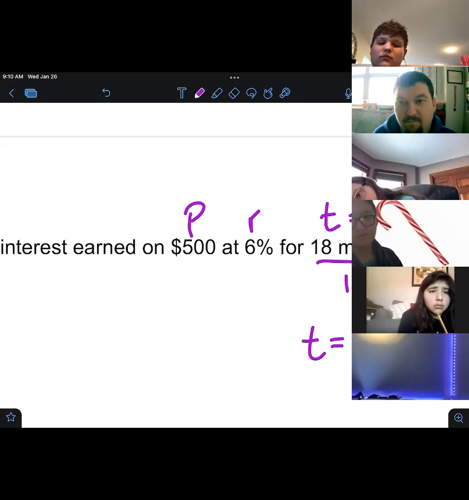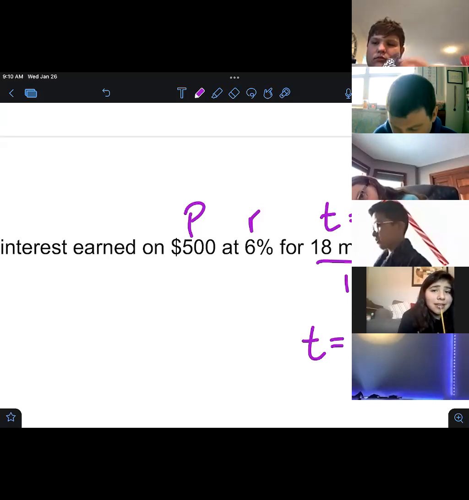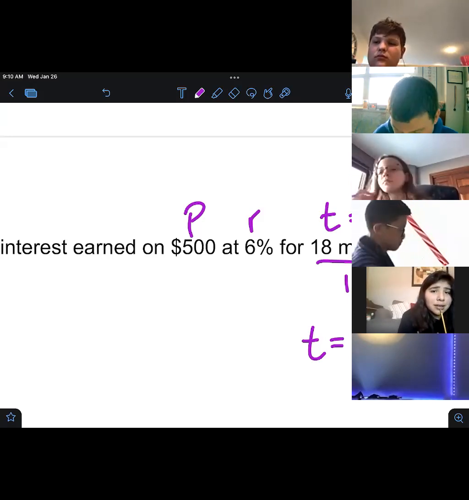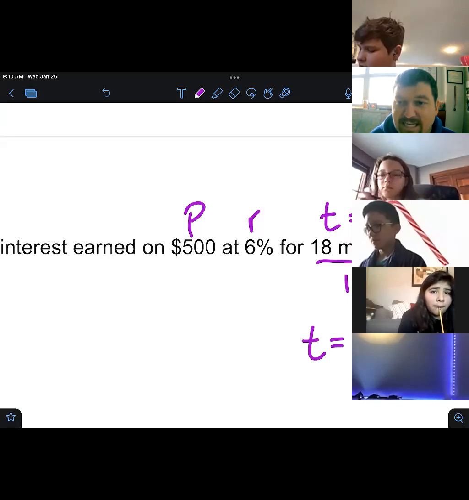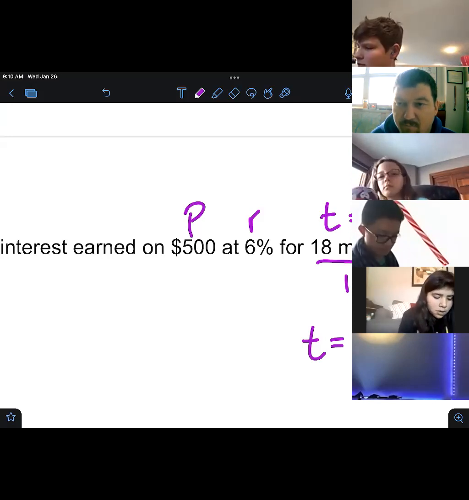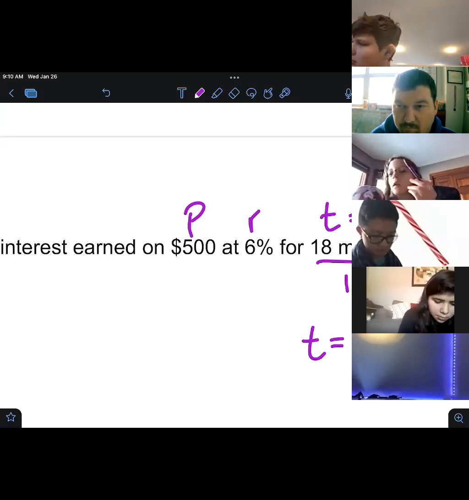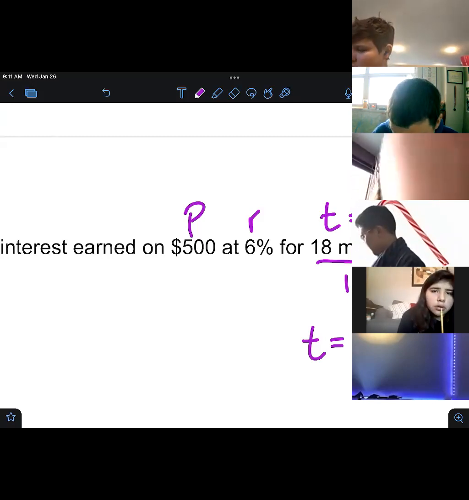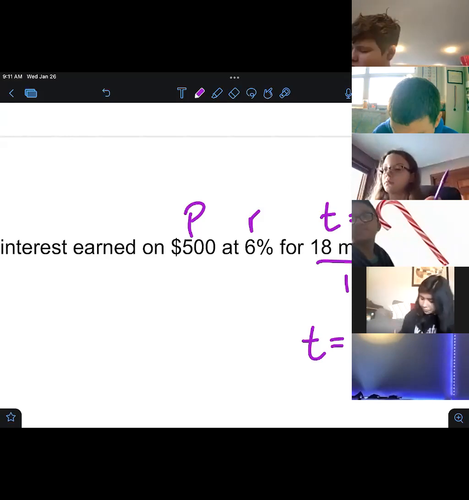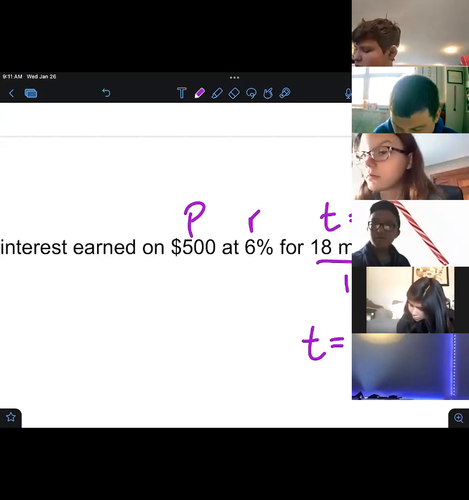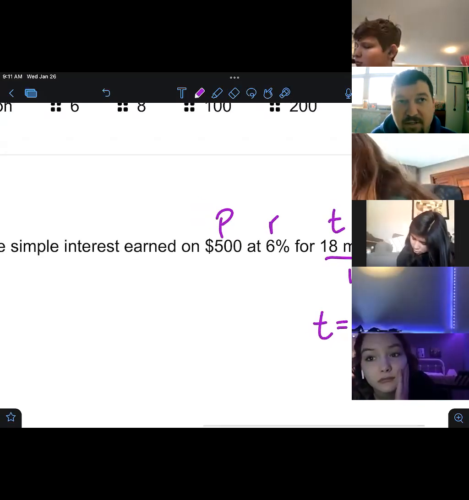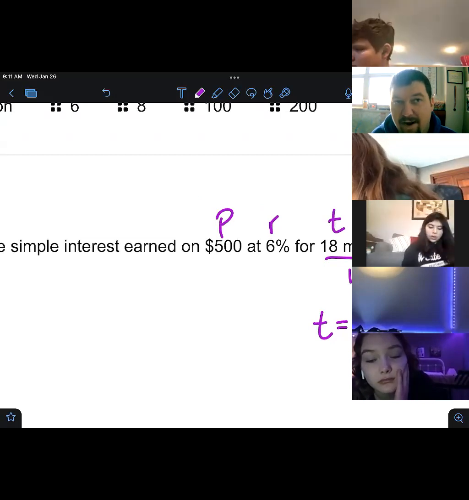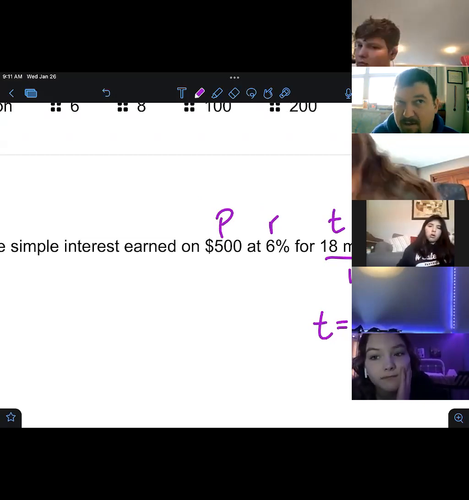Aiden, are you still there? I got 3.703. Try it again. 18 divided by 12. 1.5. 1.5, exactly. So 18 months is the same as 1.5 years. And if you know there are 12 months in a year, an extra 6 months is just half a year. So 18 months is a year and a half.